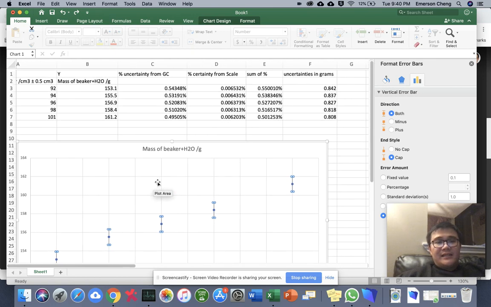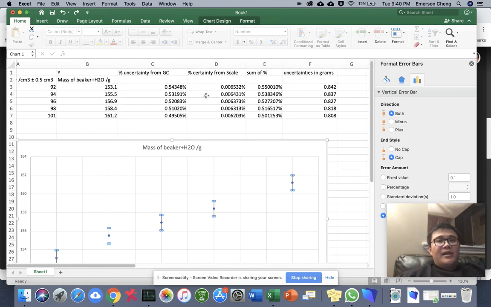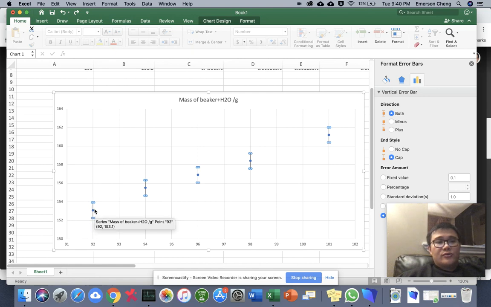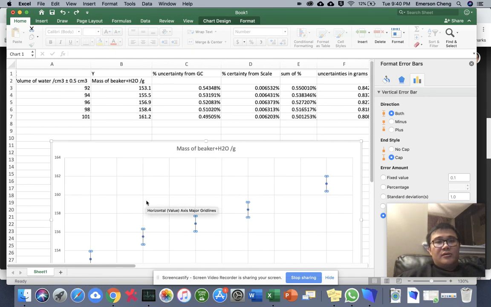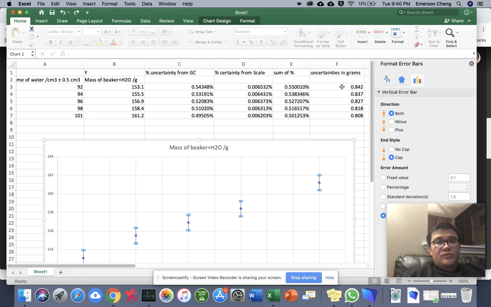But this is basically how you propagate uncertainty so that you can use that as an error bar for your y-axis. Summarizing it, because the mass of the beaker and water is dependent upon the uncertainty from the graduated cylinder as well as the uncertainty from the scale, you have to consider both and propagate the uncertainty. And this is how you do it on Excel.